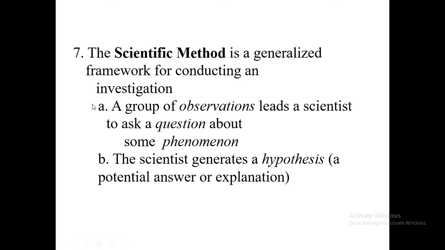So what is needed? What are the facts and important factors of a scientific method? A group of observations leads a scientist to ask a question about some phenomena. The scientist generates a hypothesis, a potential answer or explanation about something, just as we have seen in the debate. There they first observed a phenomenon and asked questions about whether and how microorganisms arise, whether from a non-living source or a living source. Then they generated hypotheses, two of them: one the spontaneous generation theory, another the biogenesis theory, and then they conducted experiments in order to clarify their hypotheses.